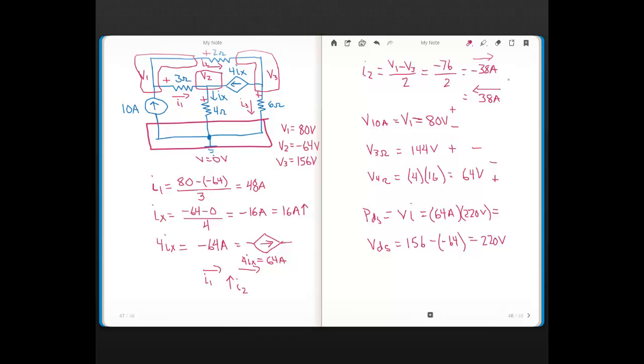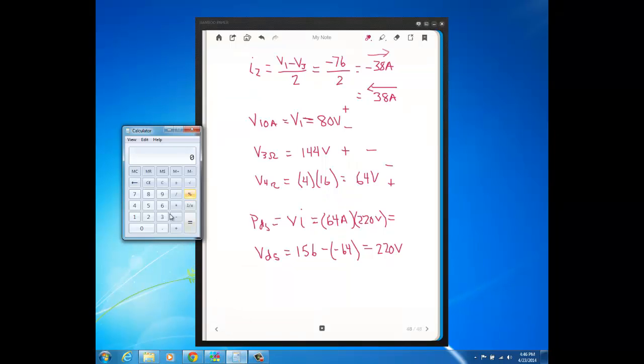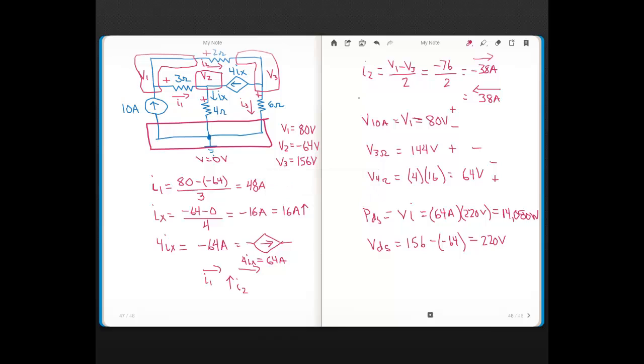Let's bring up the calculator here. 64 times 220. So yeah, 14,080 watts. That's our answer here. 14,080 watts. That's how much power we have for the dependent current source.